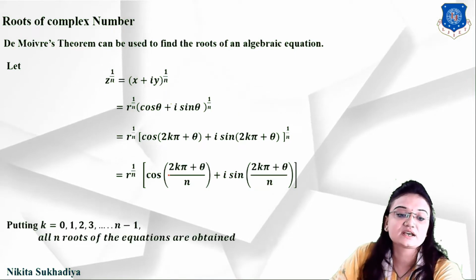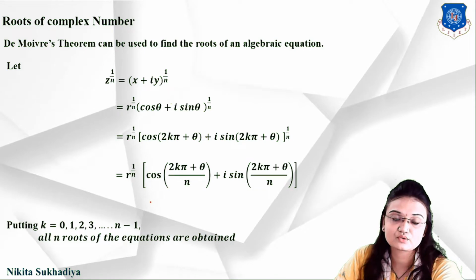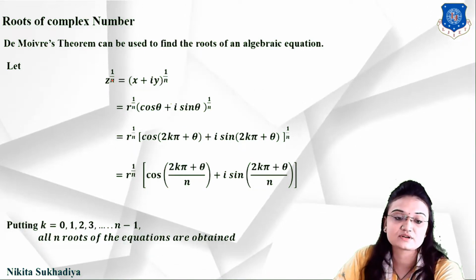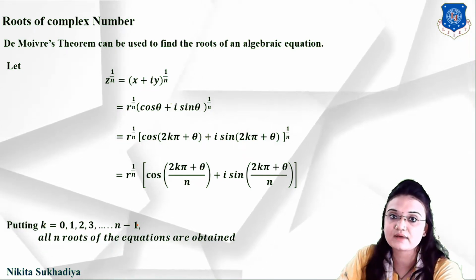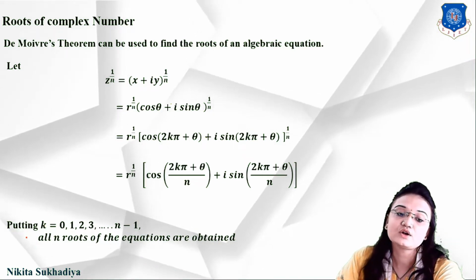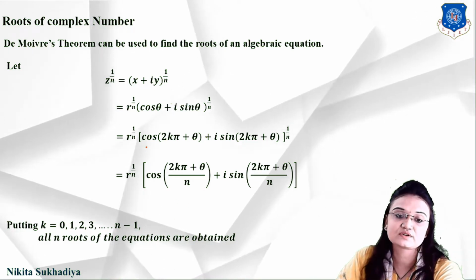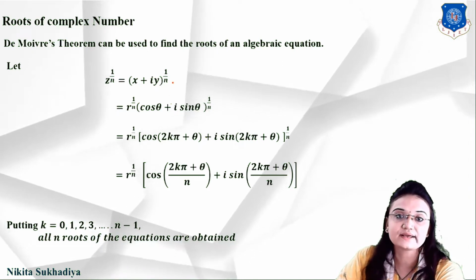Now put k equal to 0, 1, 2, 3 up to n minus 1. If we have to find the nth root of any complex number, we take k from 0 to n minus 1, and all the nth roots of the equation are obtained. So we can easily find the nth root of any complex number.